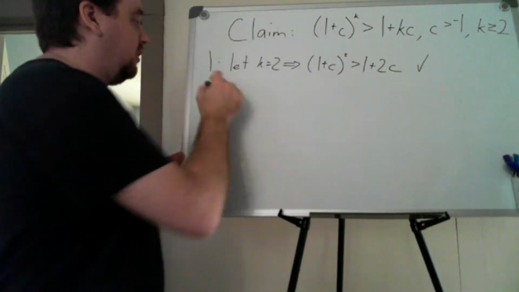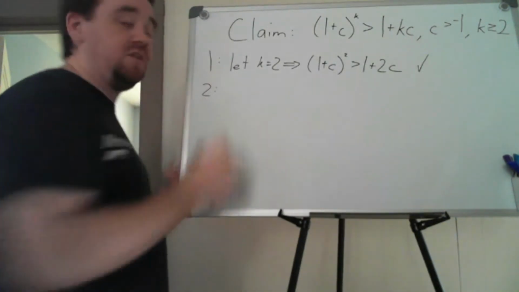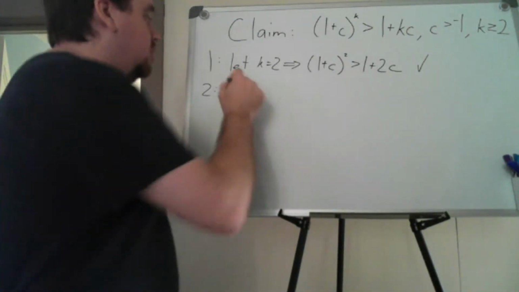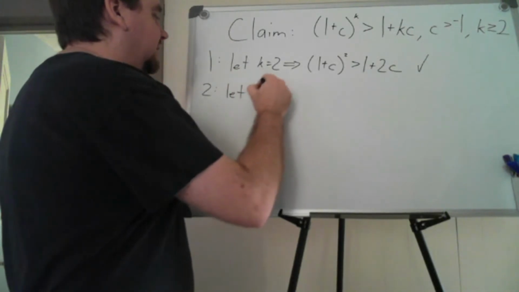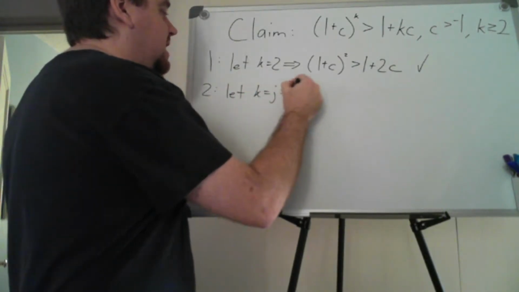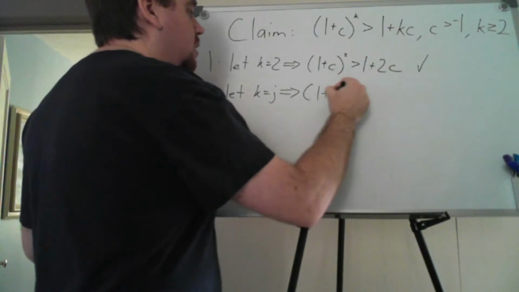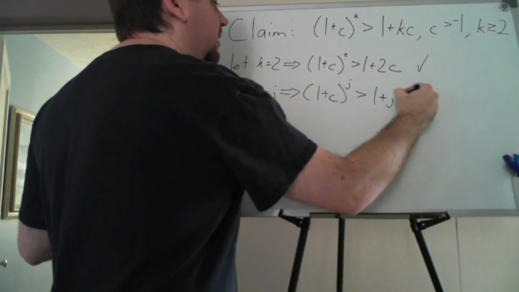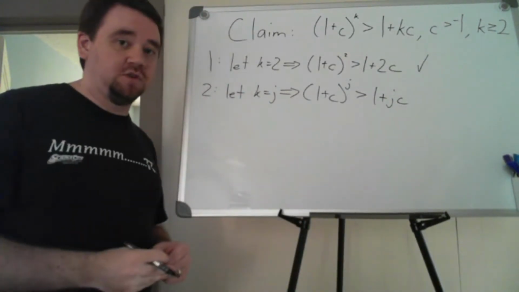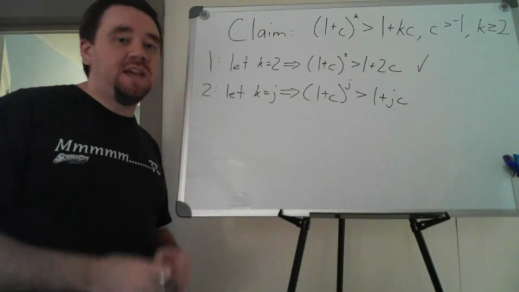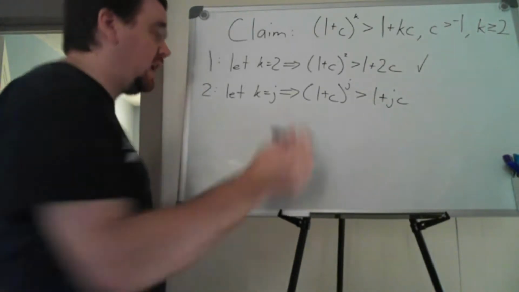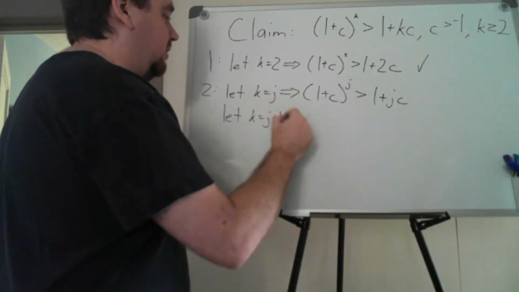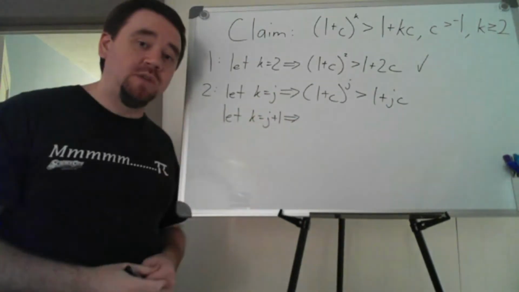Part 2 says, all right, assume it's true for some value of k. Let's call that value j. So by assumption, I let this be true: when k equals j, then 1 plus c to the j must be greater than 1 plus jc. That's true by assumption. And then I ask, what happens if I increase k by 1? So now I let k equal j plus 1, and we see what happens.